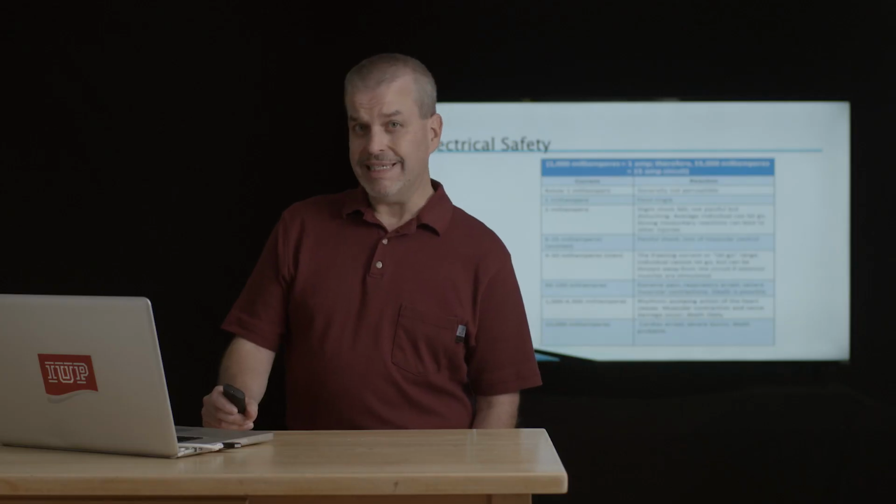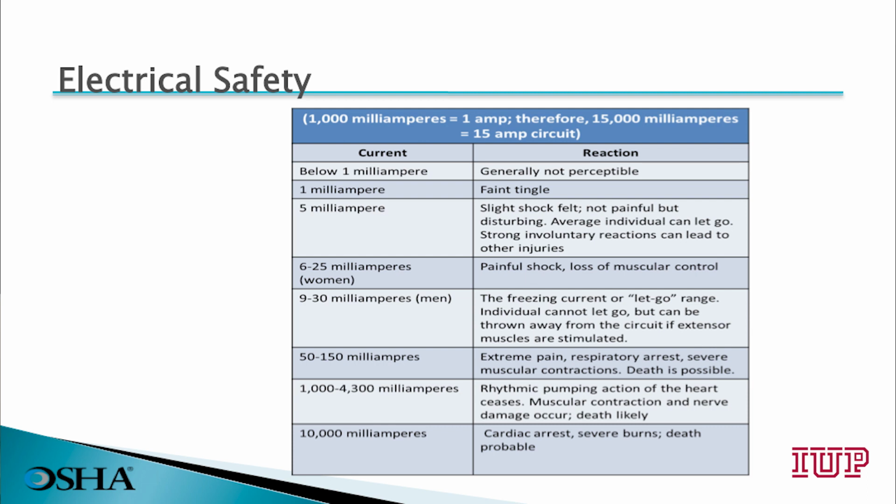How much current is needed to suffer an injury? Between 1 and 5 milliamps, you may feel a slight tingle or even a slight shock. It may not be painful, but it can be disturbing. Up to 25 milliamps, you may feel pain and you may lose muscular control. Up to 30 milliamps, you have muscle contractions and you may freeze and not be able to let go of that conductor.